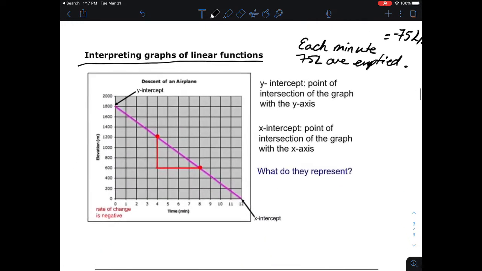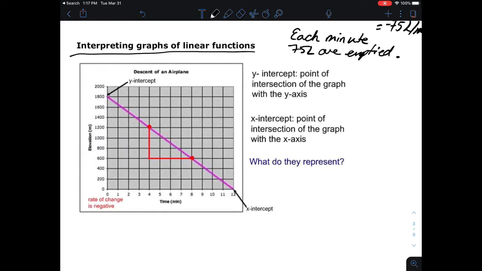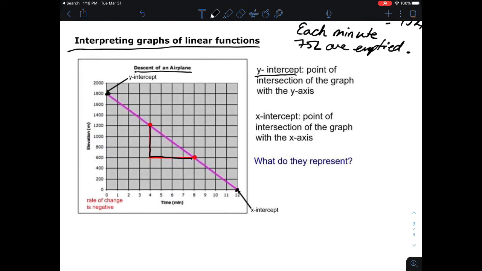All right, so here we have a very similar graph. Also, you can see the triangle has been drawn on for us right here, and this is about the descent of an airplane. Labeled, we have the y-intercept and the x-intercept. And so the y-intercept is the point of intersection of the graph, shown in kind of that pink line there. Is it pink? With the y-axis. So that's this point right here. And it is at 1,800 meters. And the x-intercept is down here at 12 minutes.